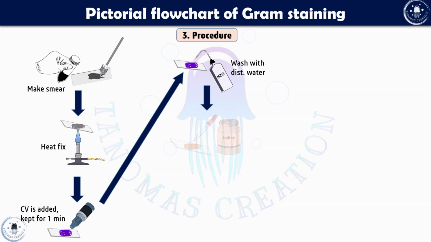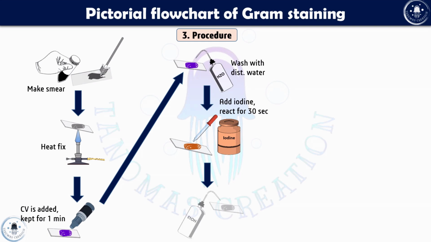After distilled water you add iodine, which will act as a mordant, and you allow it to react for 30 seconds. This mordant will help the crystal violet to interact properly with the smear, with the bacterial cell wall. It will make a crystal violet iodine complex. So this acts as a mordant. It allows the interaction of the stain with the cell wall of the bacteria. Then after this 30 seconds you decolorize the slide.